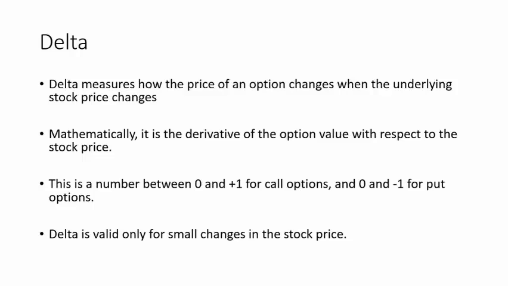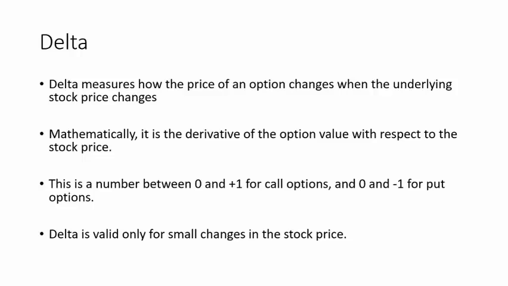So the first Greek we'll talk about is called delta. This one is by far the most important one. It's the one we'll spend the most time on as well. So delta measures how the price of an option changes when the underlying stock price changes. Alright, so this is very intuitive, right? We're saying when the stock price changes, what happens to the value of the option?